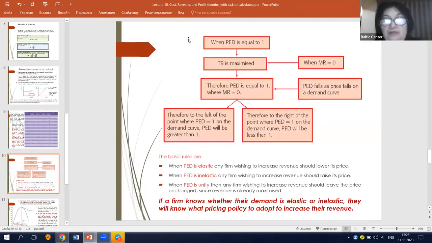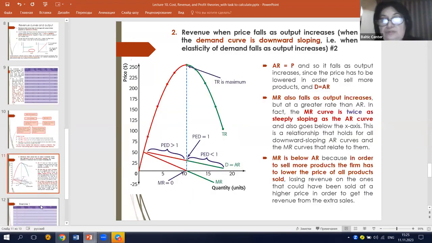Так, so if the price elasticity of demand is equal to 1, the total revenue is maximized. So therefore, the elasticity of demand is equal to 1 when the marginal revenue is 0. So when the marginal revenue is 0, to the left of the point when the... Мне надо вот сюда перейти. Вот это все мы сейчас увидим на графике с вами.